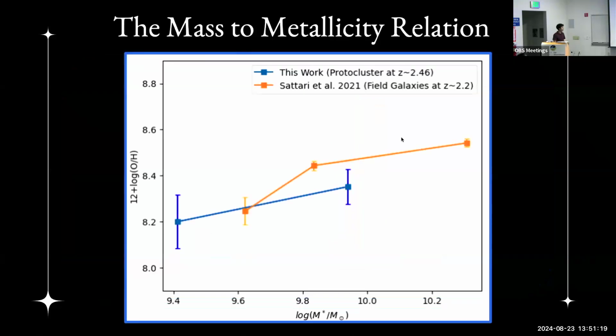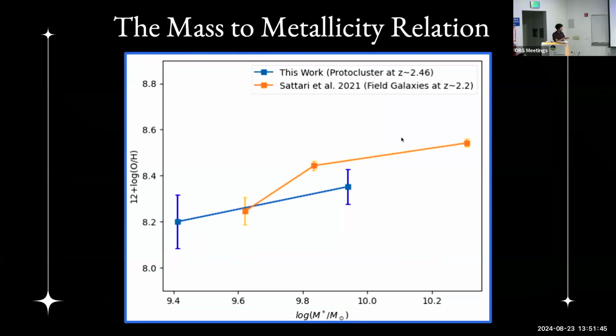And this is my mass metallicity relation. So the idea of this graph is to compare the protocluster galaxies, which are in an overdense environment and should have been somewhat affected by that environment. And we're comparing it to field galaxies at a similar redshift that are outside of that environment and should not be as impacted, and therefore we're using them as somewhat similar to a control group.